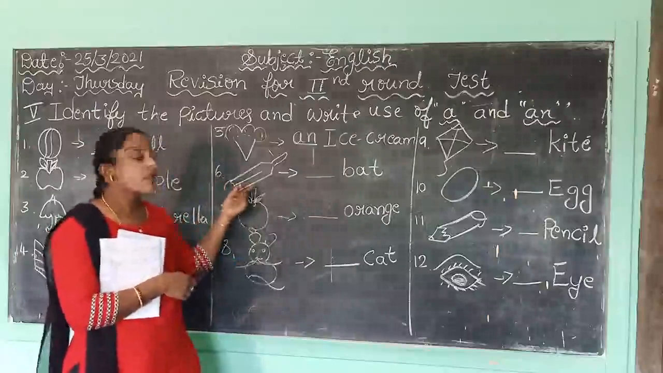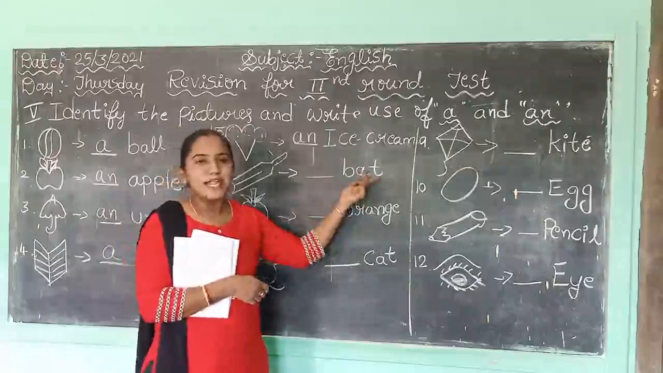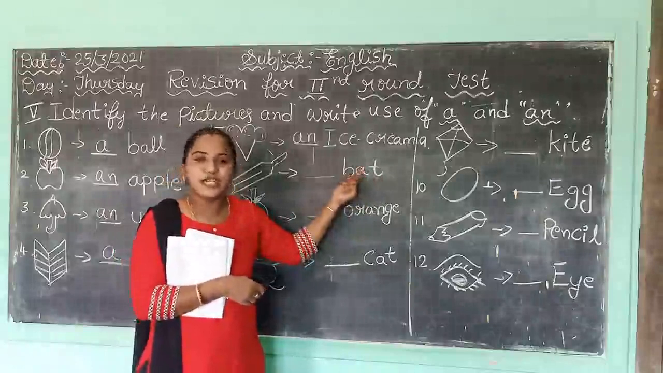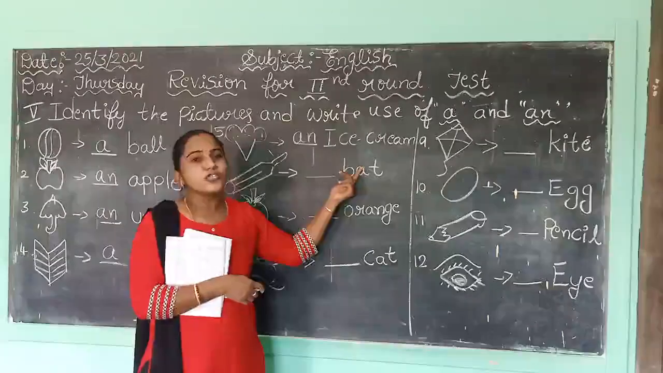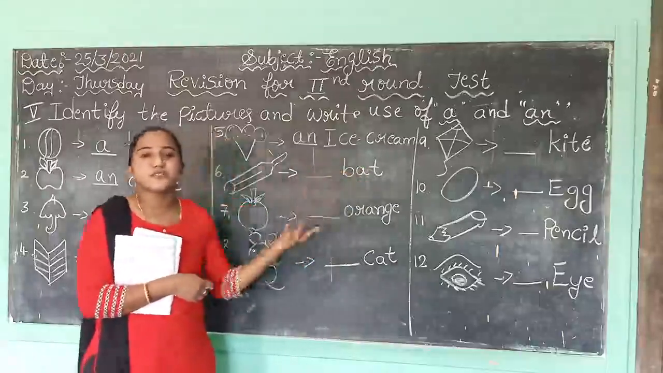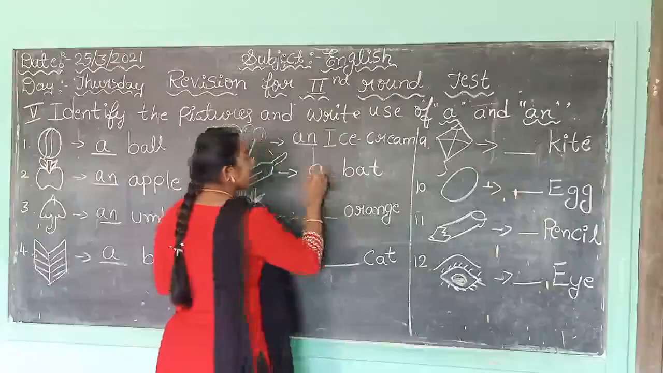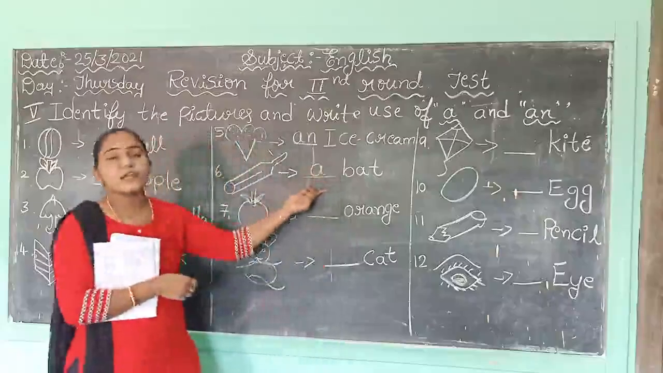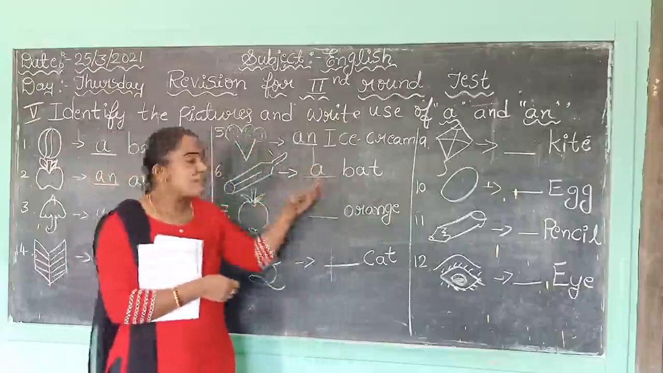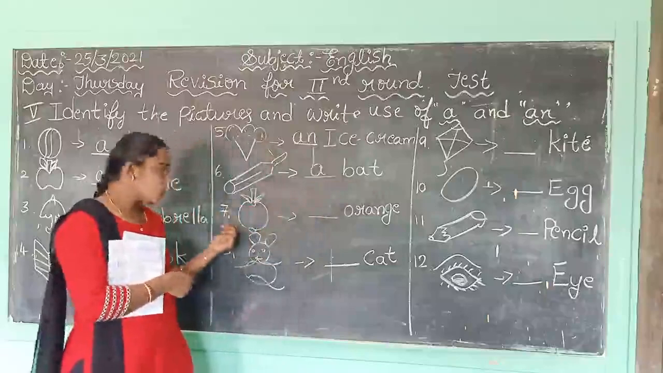What is this, children? Bat. B-A-T, bat. The word bat has the first letter B, and B is a consonant letter, so we use a. Now we pronounce it as a bat. Pronounce it as a bat. Okay. Next, let's go to the seventh one.